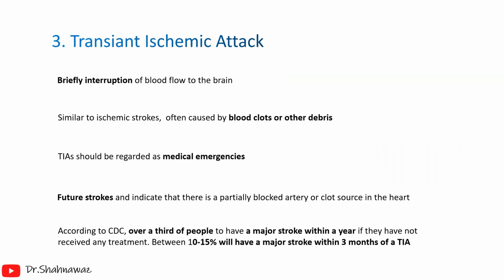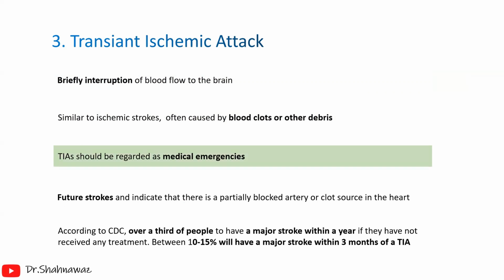And the third type of cerebrovascular attack, or cerebrovascular accident, is the brief interruption of blood flow to the brain. That is the transient ischemic attack, or mini stroke, that mostly lasts no more than 1 hour. These are similar to ischemic strokes, and are caused by blood clots or other debris that block the cerebral arteries for a short time.